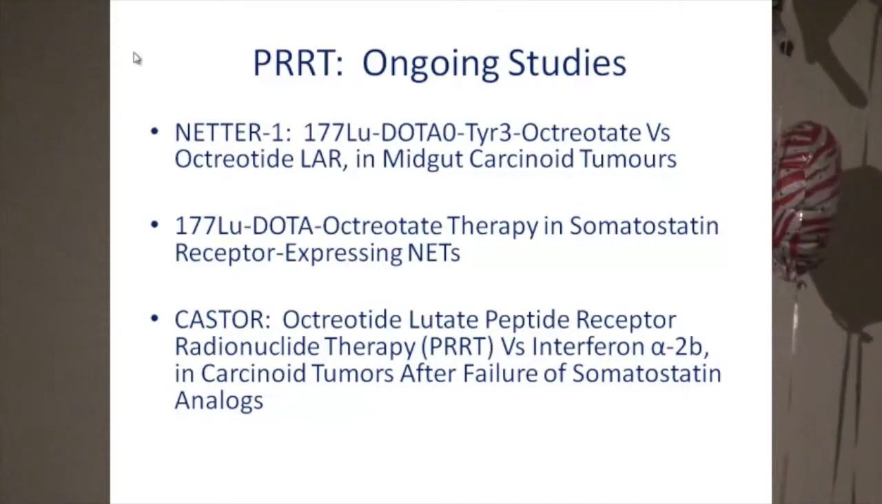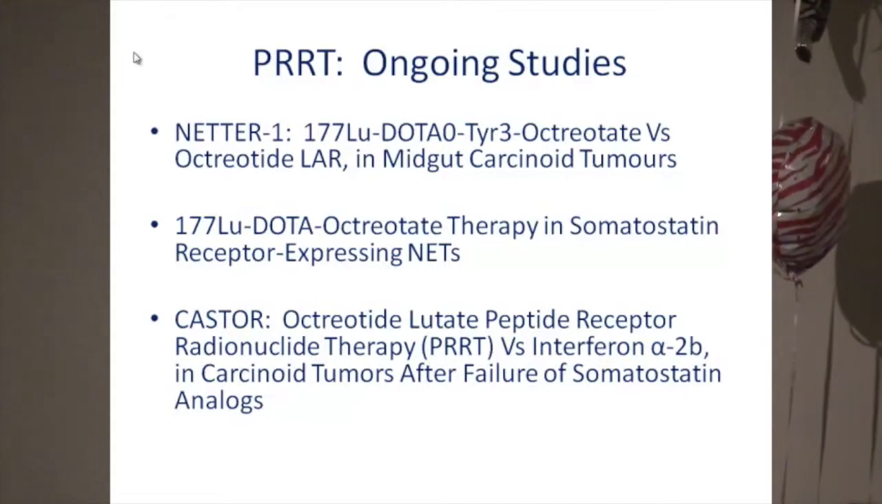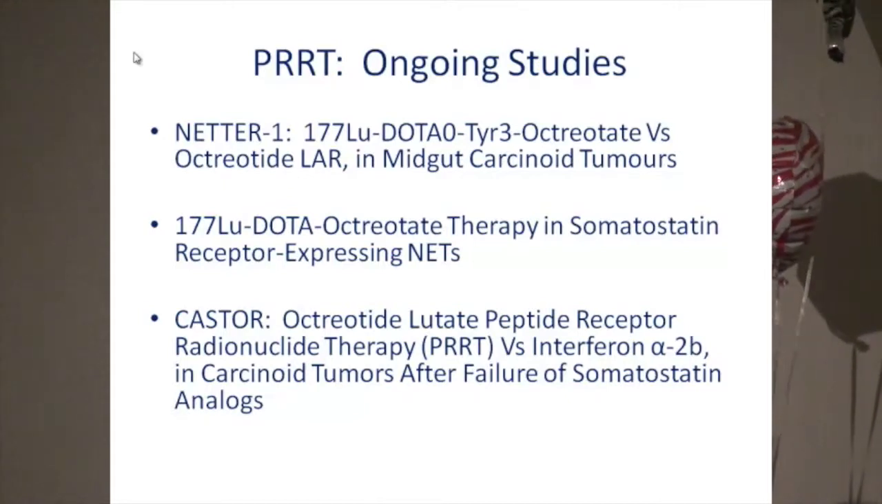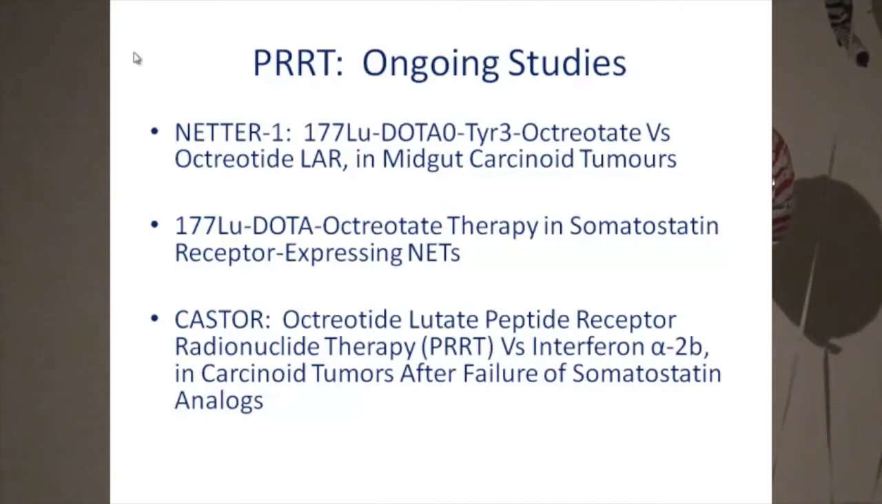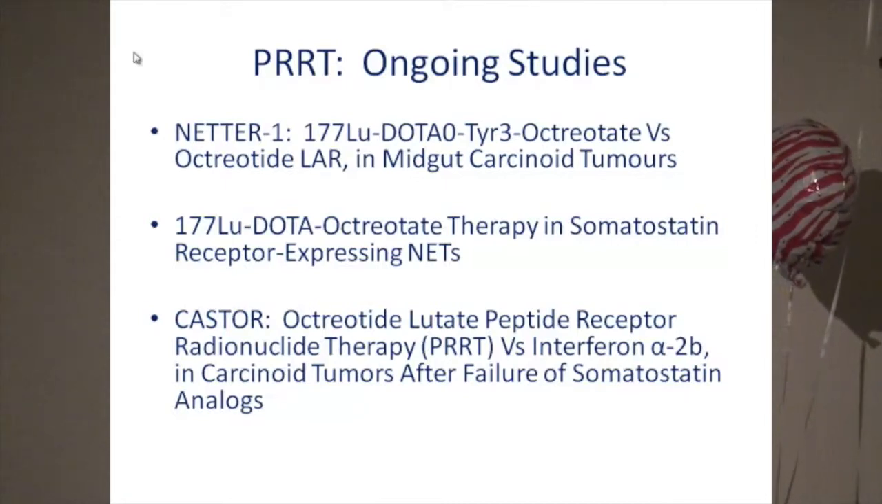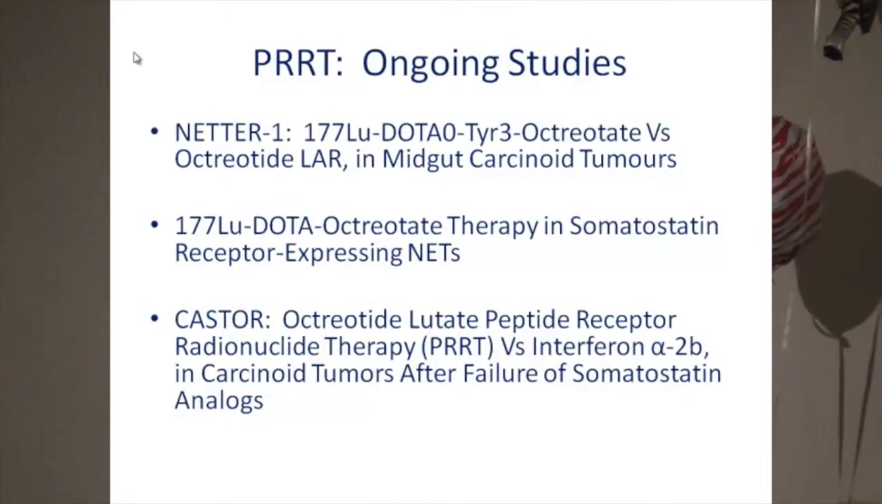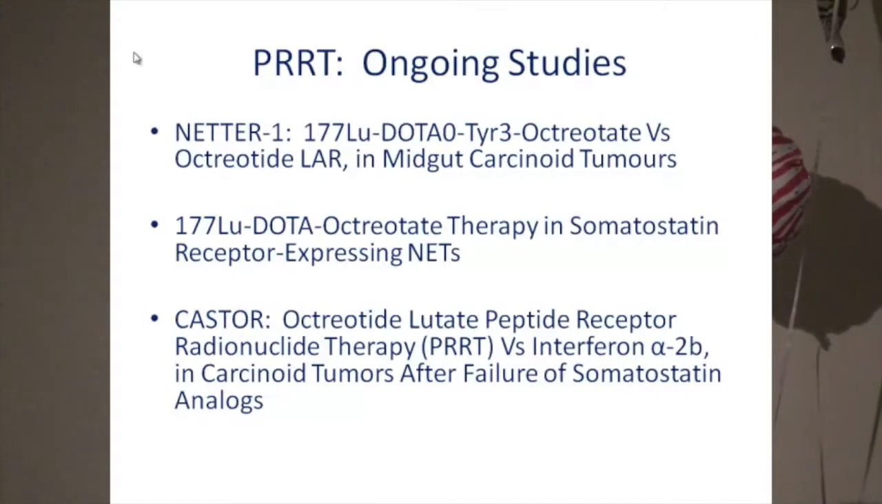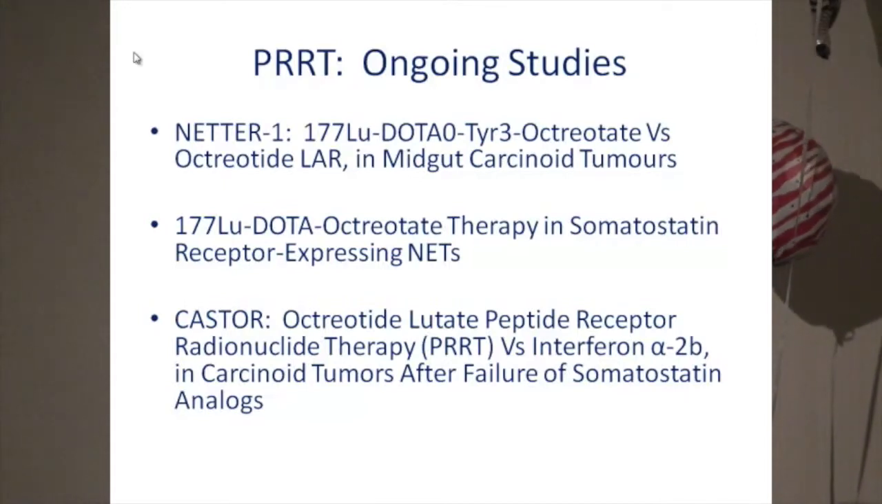And other studies are listed here. CASTOR is not open yet, but I was looking on clinicaltrials.gov. It is actually a PRRT versus interferon in carcinoid after failure of somatostatin analog. I suspect it's in Europe because it's very hard to get my patients here in the US to take interferon. So it is not yet open.